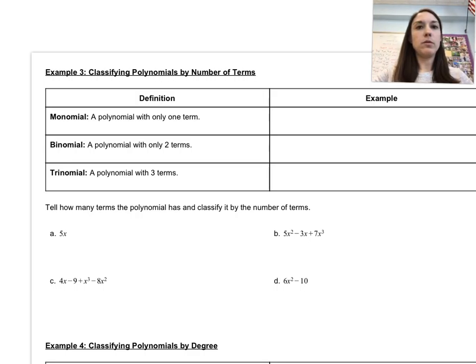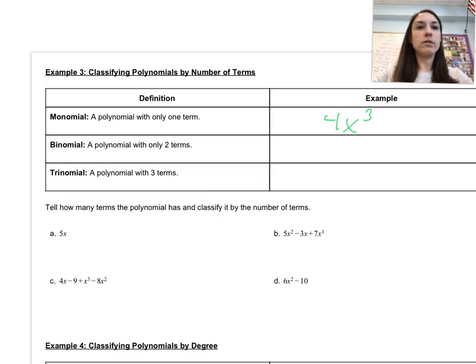In example 3, we are going to classify polynomials by number of terms. Our first definition is a monomial, and a monomial is a polynomial with only one term. Think about mono means one. And an example of a monomial with only one term would be something like 4x to the third power.